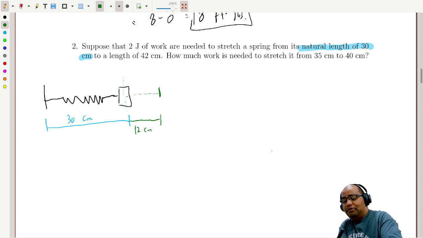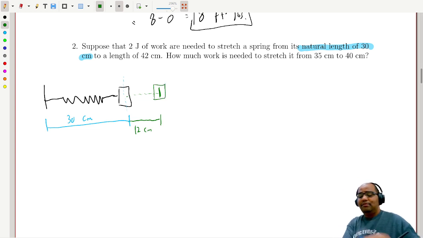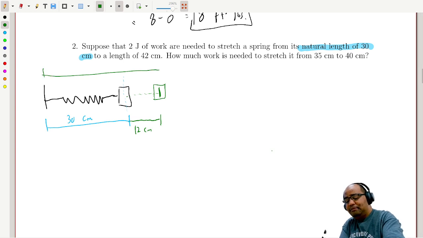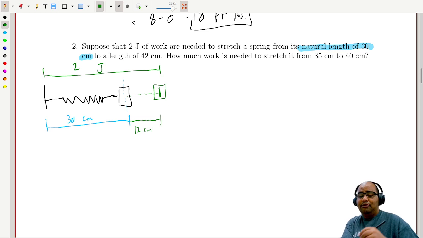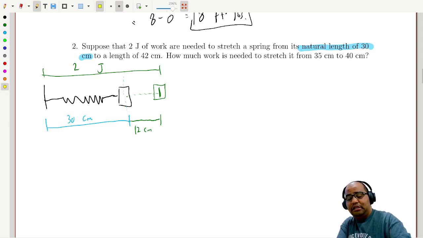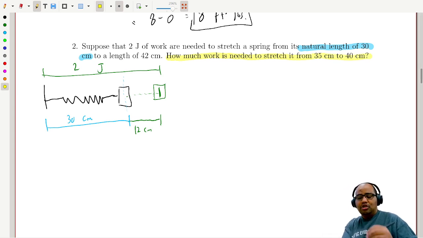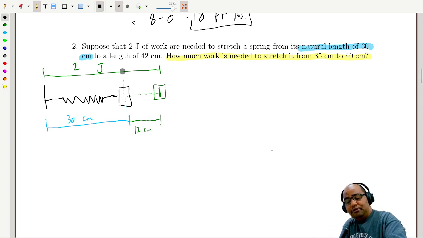So where that green spot is there is the position of the mass after we have applied 2 joules of work. Now, the question is, let's go ahead and put that in yellow, how much work is required to stretch it from 35 centimeters to 40 centimeters? So we need to first remember that we need to think about our displacement, which is the distance, the change from the equilibrium position. So here, that's not the thing I want to do.